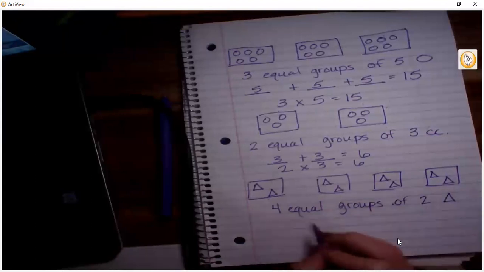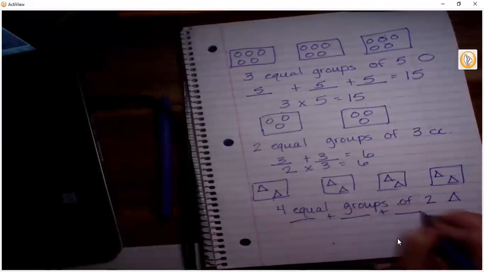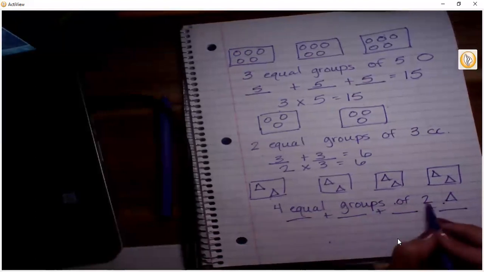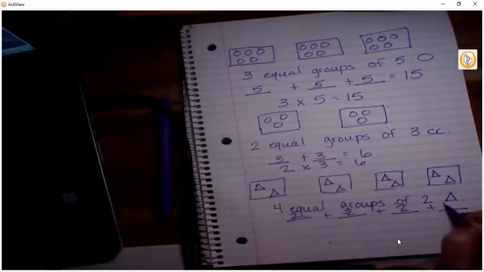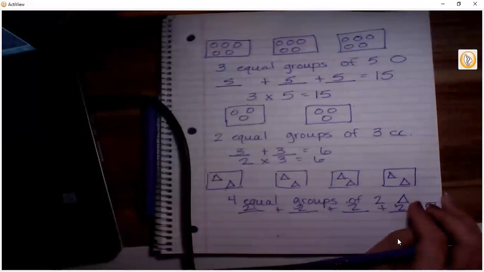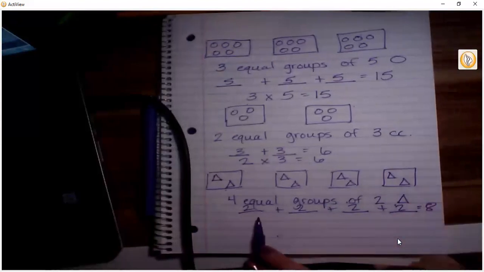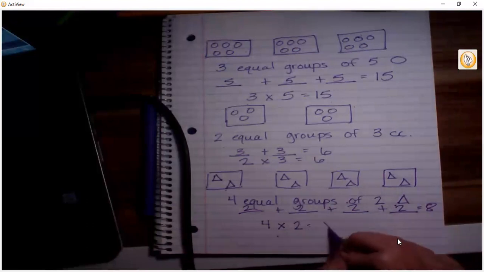So I have 4 groups. That's 1, 2, 3, oops, 4. And I'm going to put 2 in each one. 2, 4, 6, 8. 8 pieces of pie. So I had 1, 2, 3, 4 groups of 2 gave me 8.